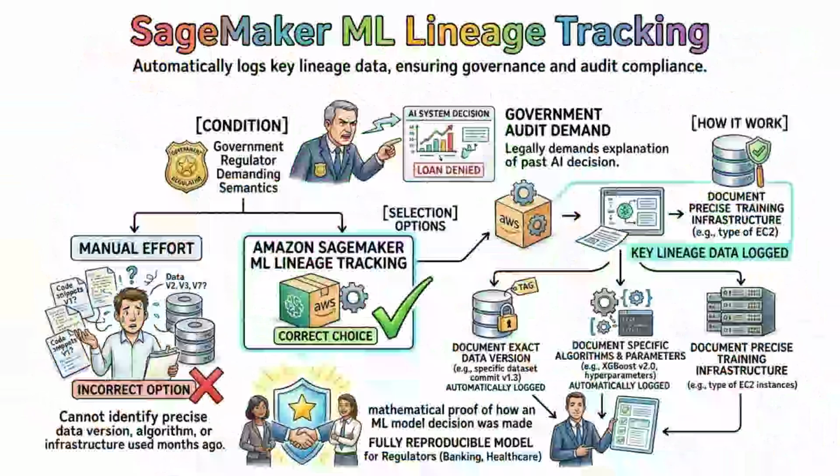If a government regulator audits your company and legally demands to know exactly how a specific AI decision was made, lineage tracking provides the undeniable mathematical proof. The exam heavily tests this concept, especially in heavily regulated industries like banking or healthcare, where extreme algorithmic transparency is completely mandatory.